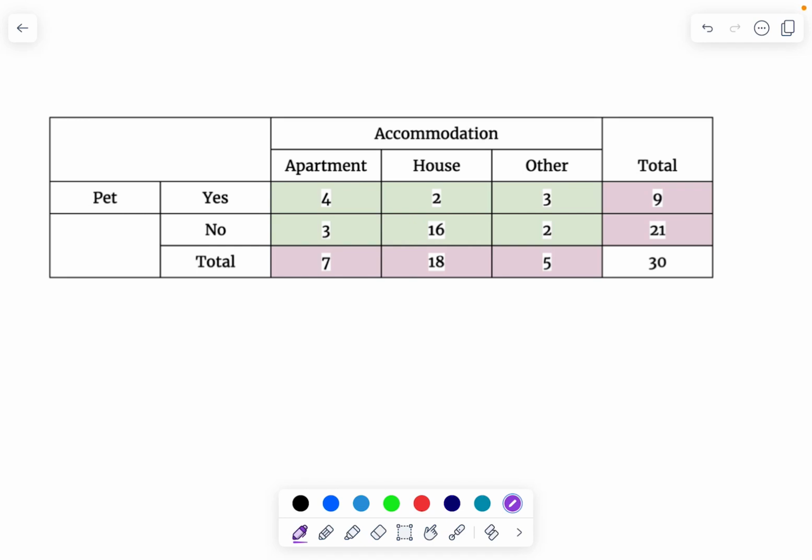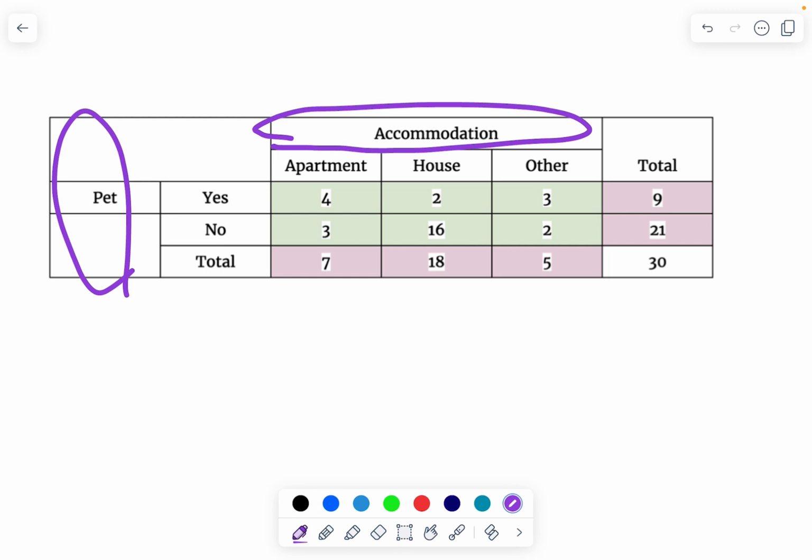This is a two-way frequency table because it shows two different categories. And it gives the number of times, or the frequency, with which the combinations occur. With a two-way frequency table, you can answer questions like, how many total people were surveyed? And in this case, the answer would be 30.